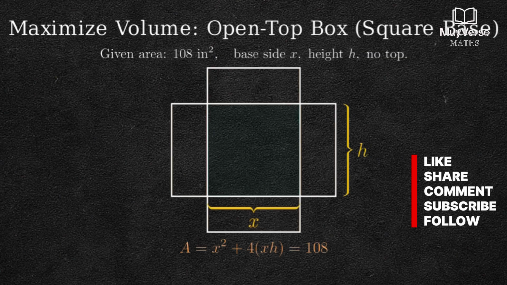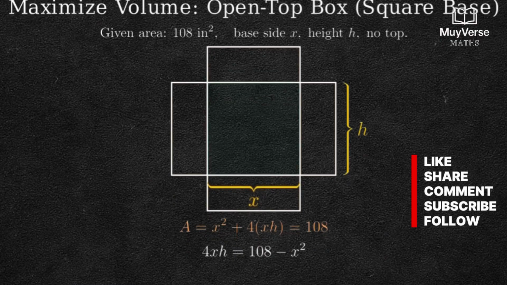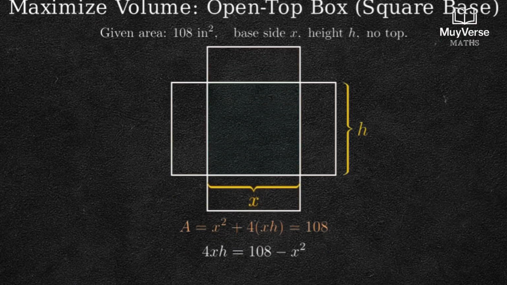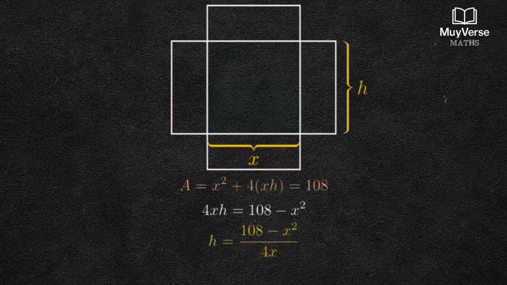Solve the constraint for h. 4xh equals 108 minus x squared. So h equals 108 minus x squared over 4x. This single formula ties height to x and will let us write volume as a function of x only.